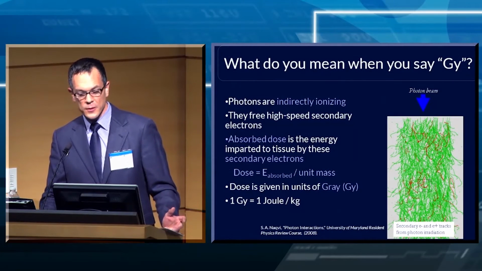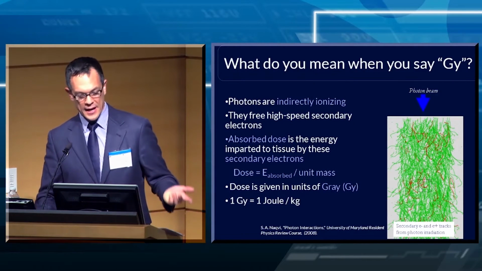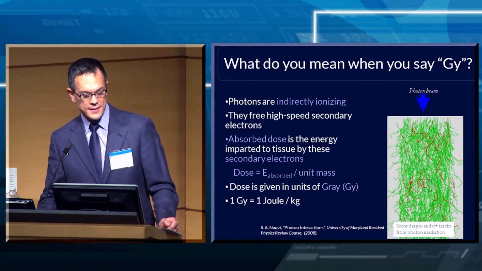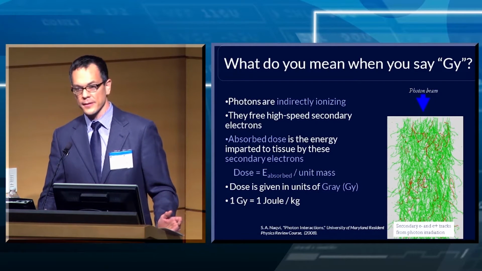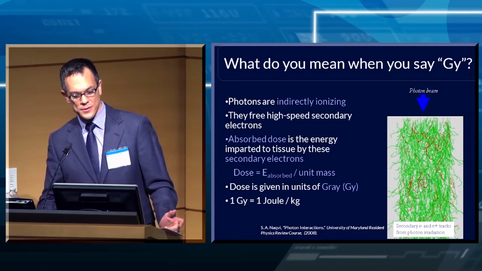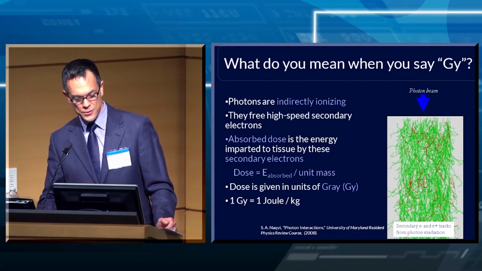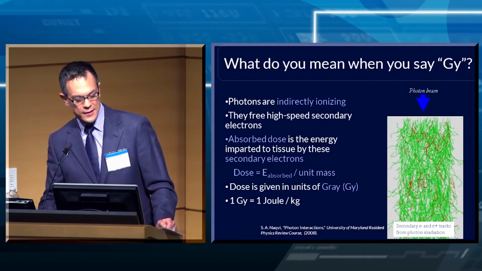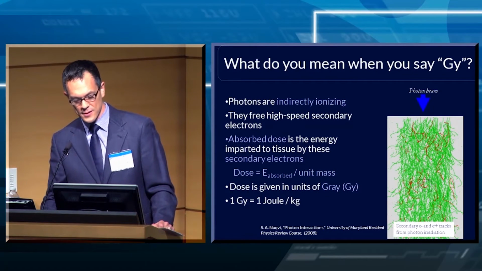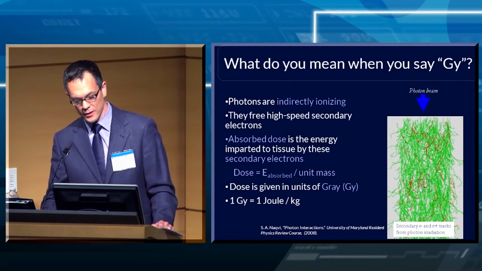So what do you mean when you actually give a dose in gray? To this end, photons are indirectly ionizing. So the photons don't do the work by themselves. They free secondary electrons that go on to cause ionization. That ionization results in absorbed dose to tissues. And so dose is the energy absorbed per unit mass, which is units of gray. And so this is kind of a schematic of that. You have a photon coming in, and then these green lines are all the electron paths.